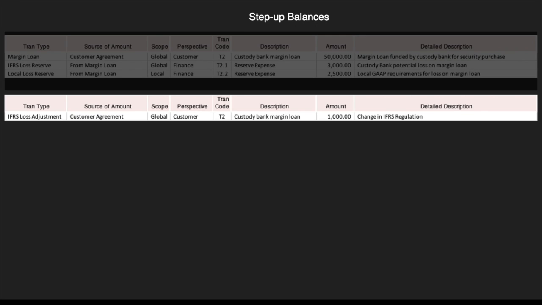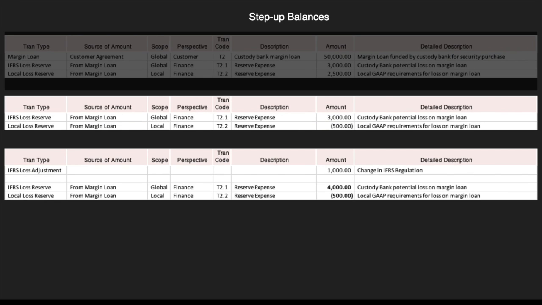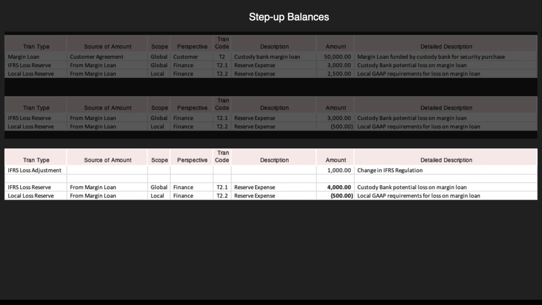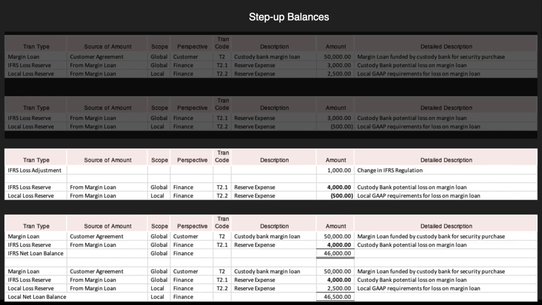This creates reconciliation issues because now the IFRS balance is represented in both the local and the IFRS reserve, increasing the difficulty of reconciliation and increasing the risk of errors. If instead step-up balances were used, then the IFRS portion would only be kept within the IFRS balance. When the adjustment comes through for an IFRS change in regulation, it's only applied to the IFRS balance. At report time, when needing to calculate the IFRS net loan balance, only the IFRS reserve is selected. But if needing to calculate the net local balance, both IFRS and the local reserve are selected.